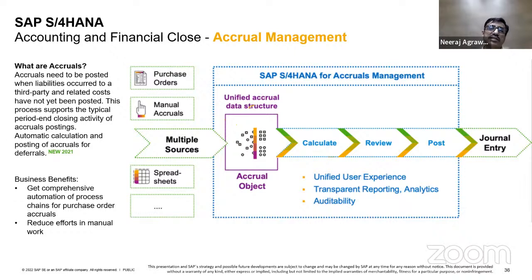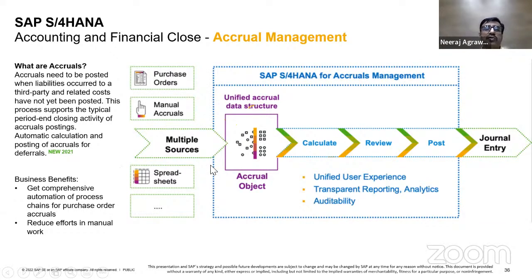So one of the things is the accrual. Accrual is one of the key and critical processes for the month-end closing. So we have this accrual management. The accrual management would automatically calculate and post the liabilities. Currently we have this from the perspective of purchase orders. We also have the manual accrual processes where you want to calculate manually, so you can even do those kinds of things.